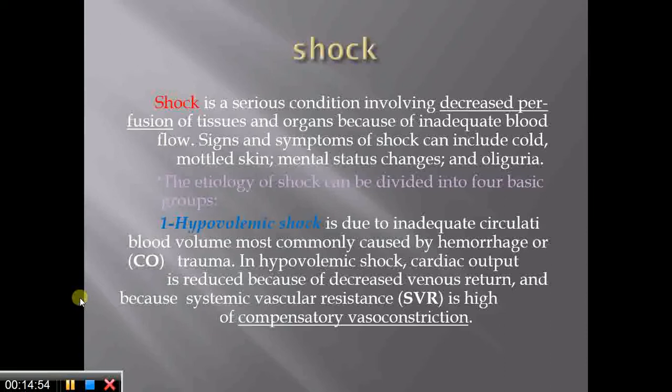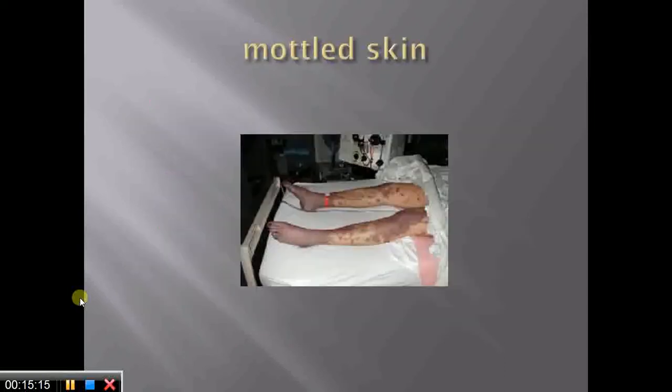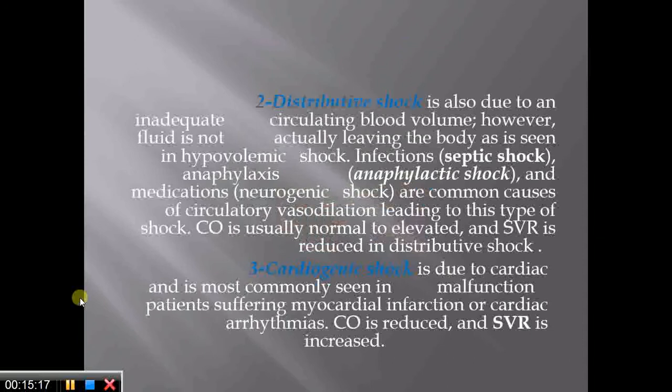Hypovolemic shock is due to inadequate circulating blood volume, most commonly caused by hemorrhage or trauma. In hypovolemic shock, cardiac output, CO, is reduced because of decreased venous return, and systemic vascular resistance, SVR, is high because of compensatory vasoconstriction. Distributive shock is also due to an inadequate circulating blood volume. However, fluid is not actually leaving the body as is seen in hypovolemic shock.